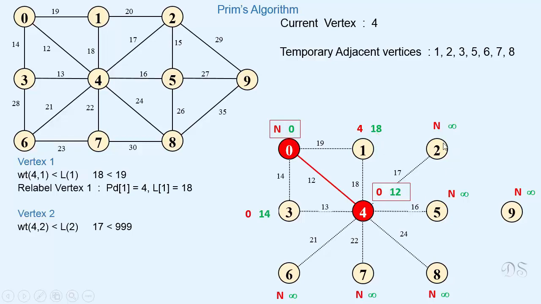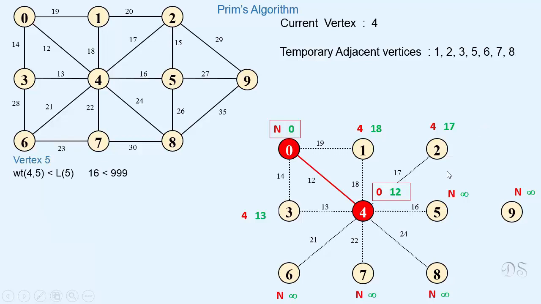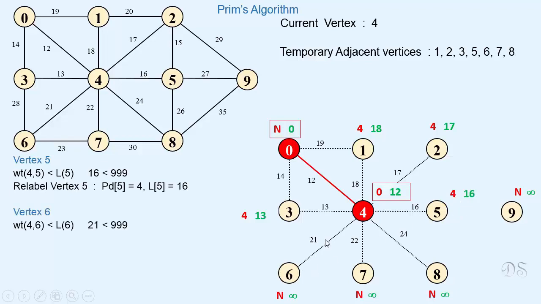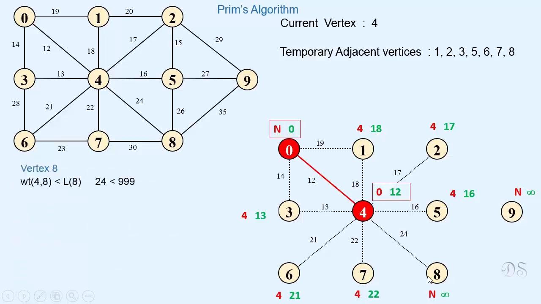Next we take this vertex 2. This 17 is less than infinity. So we'll relabel it. Next we take this vertex 3. This 13 is less than 14. So we'll relabel this vertex 3. Next we take this vertex 5. This 16 is less than infinity. So we'll relabel this vertex 5. Next we take this vertex 6. This 21 is less than infinity. So we'll relabel this vertex 6. Next we take this vertex 7. This 22 is less than infinity. So we'll relabel this vertex 7. Next we take this vertex 8. This 24 is less than infinity. So we'll relabel this vertex 8 also.